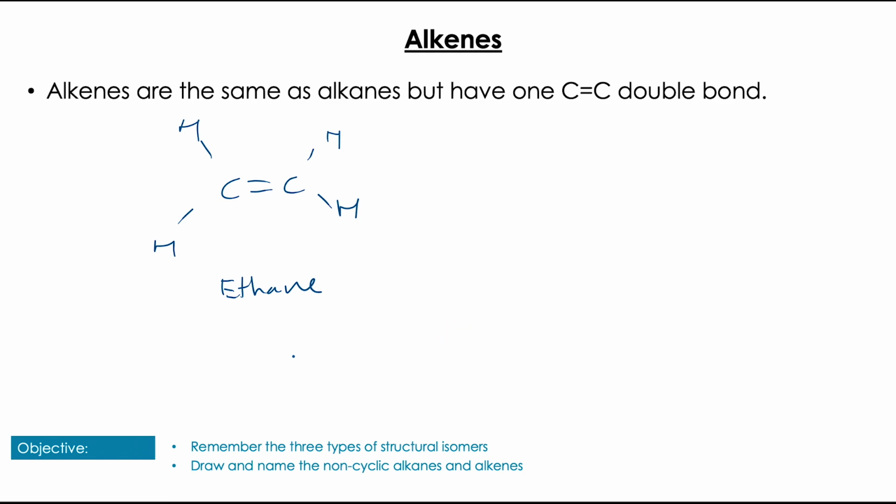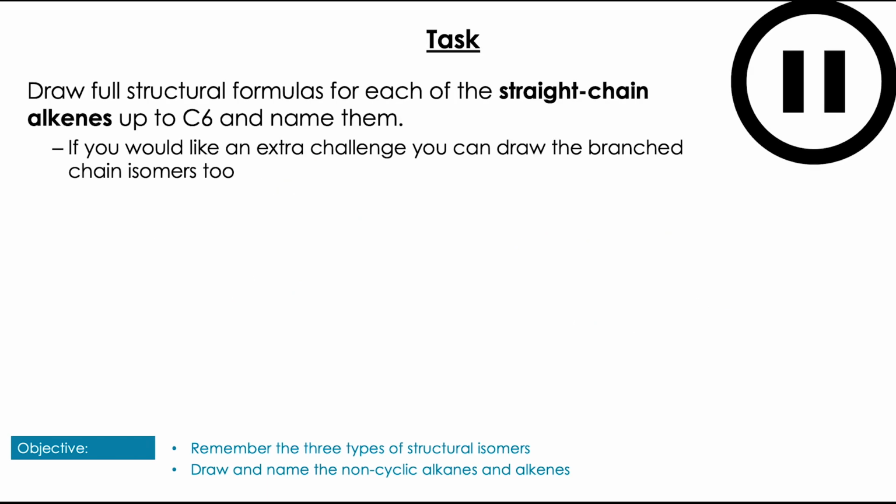Okay, so with alkenes, they have a very similar and very methodical naming process, just like the alkanes. The difference is hopefully you know by now that this includes a double bond. So we've got the example of ethene and propene here. So you're going to, once again, draw full structural formulas just for the straight chain alkenes. So you don't need to do the branched alkenes up to C equals 6, and the isomers will come from where in that chain the double bond is. Just to give you a clue, there are 9 in total. So go ahead and pause the video and try that.